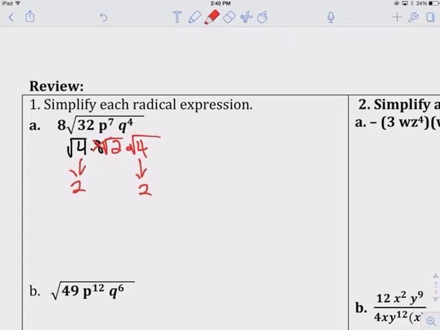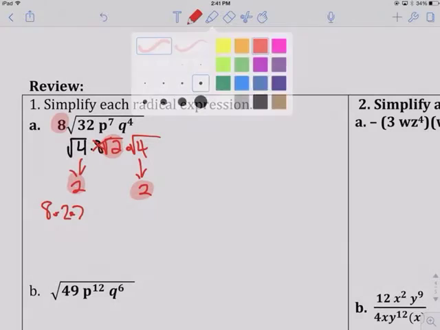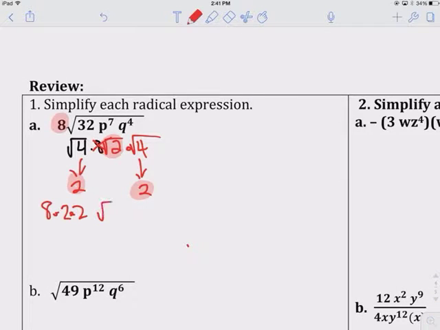So we take this 8, these 2 together. So 8, 2, and 2. And this radical 2. Because we have to stop there. Right?